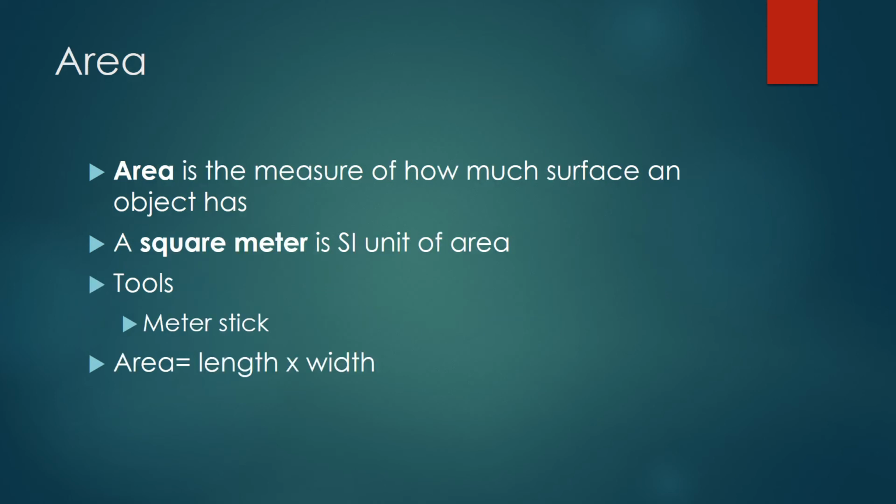Area is the measure of how much surface an object has. So this is our square meters, which is our SI unit of area. So we measure the length and the width, and we multiply them together to find the area if we have a square or rectangular object. If it's different shapes, of course, there are different formulas, but we are focusing mainly on those square and rectangular objects for this class's purpose.